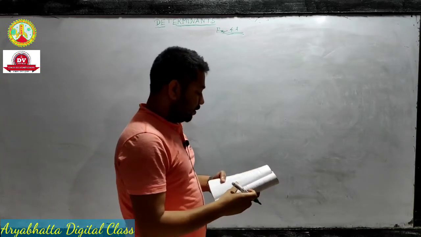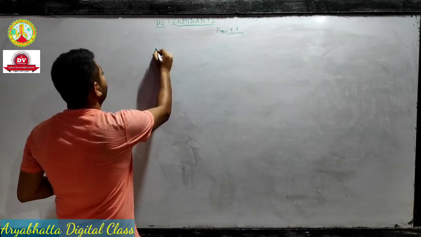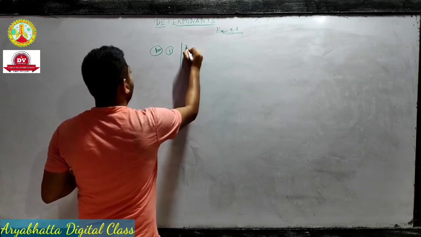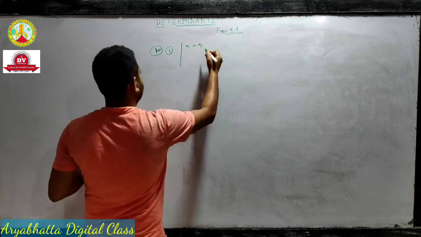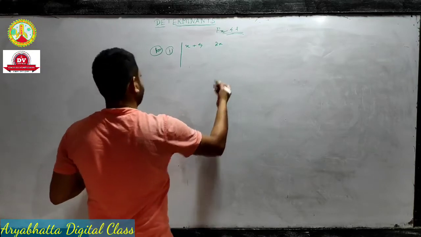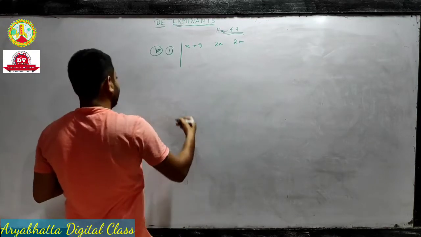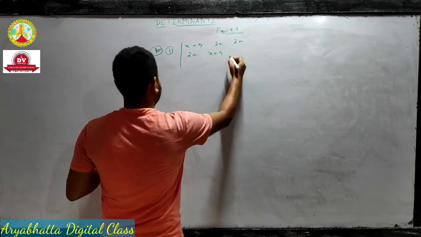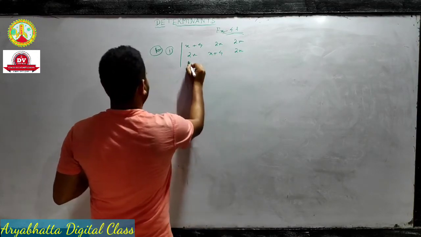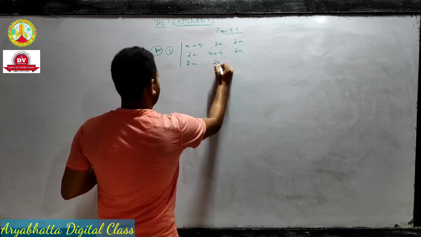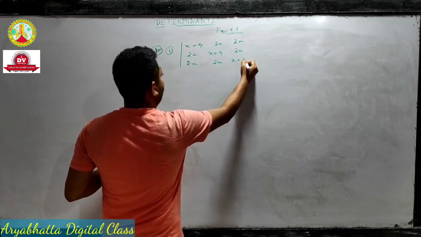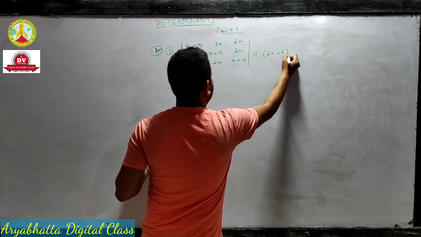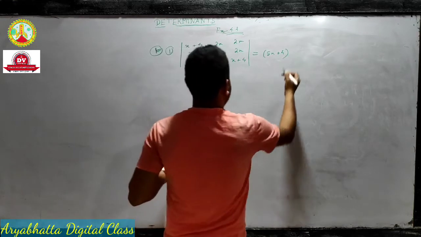Question number 10(1). Here, the determinant with rows x plus 4, 2x, 2x; 2x, x plus 4, 2x; 2x, 2x, x plus 4, this is equal to (5x plus 4) into (4 minus x) whole square.